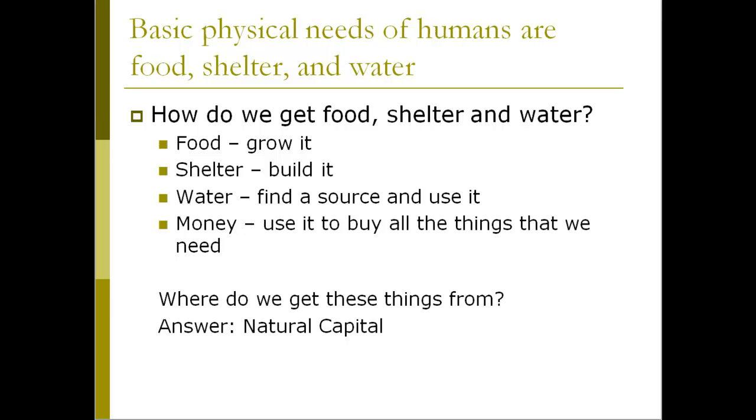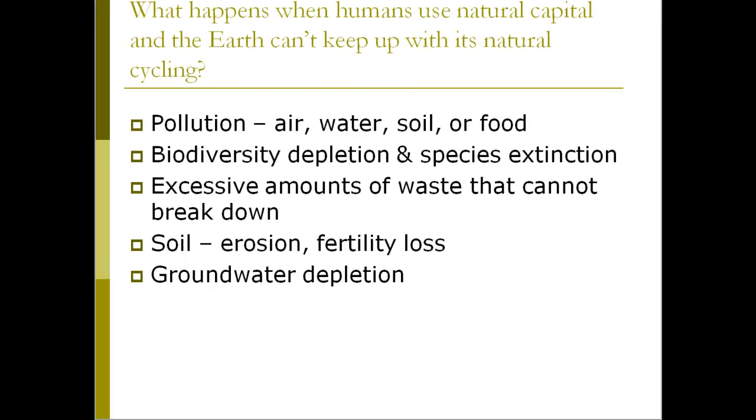All right. So where are we going to get all these things from? Natural capital. Even money comes from it; our money is a mix of cotton and paper. Gotta have the plants. No plants, no money. No minerals for those plants, no plants, no money. Okay, it's all chained together. So what happens when we start screwing with things? What happens when we disrupt natural cycles?